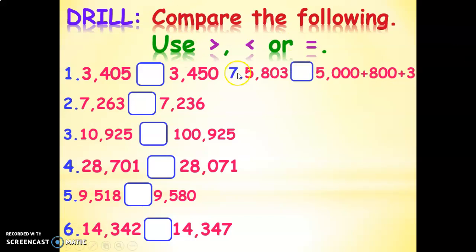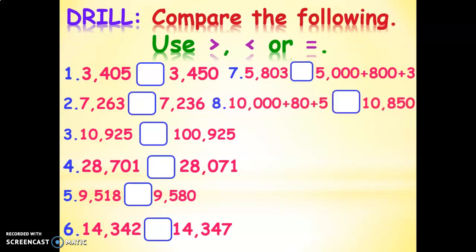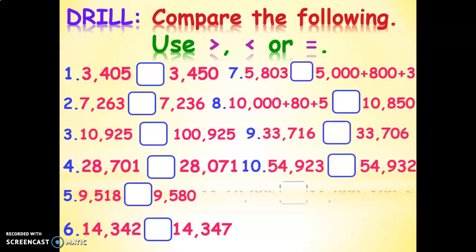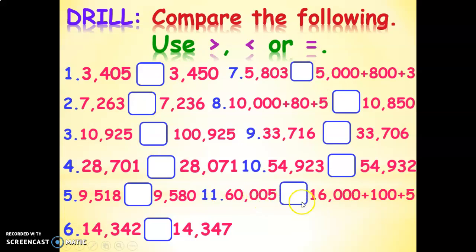For this number, you are given 5,803 and an expanded form. If you remember expanded form, this one is 5,000 plus 800 plus 3. Try to compare these two numbers. And then go to number 8. Again, you have an expanded form of the number. Compare this to 10,850. Answer number 9, number 10, number 11 as well. Compare 60,005 and an expanded form of a certain number. And then the last one will be number 12.